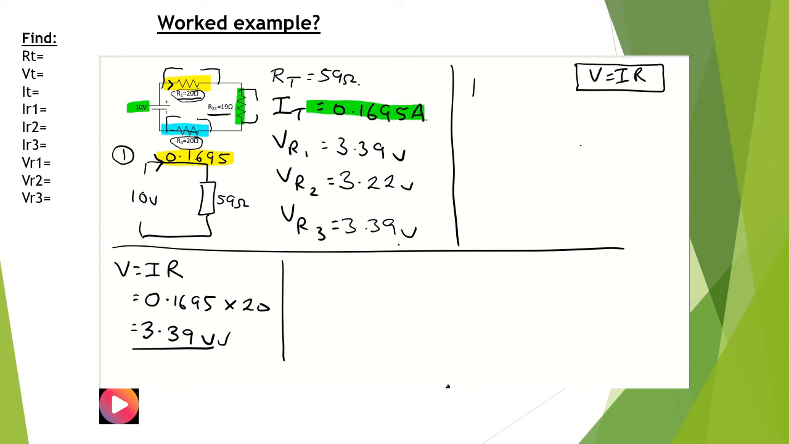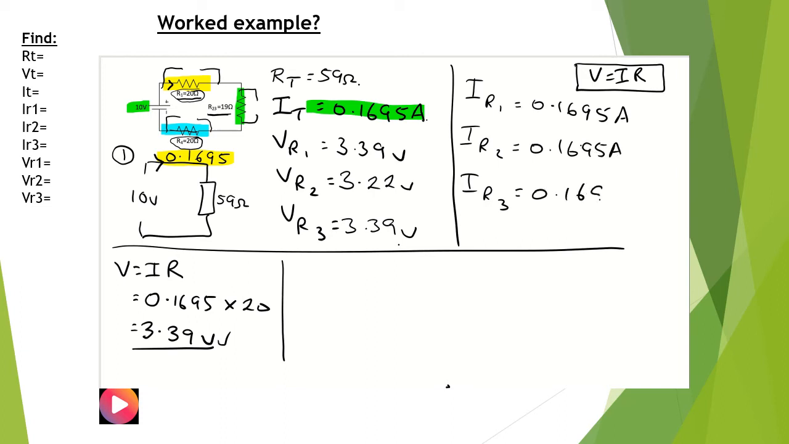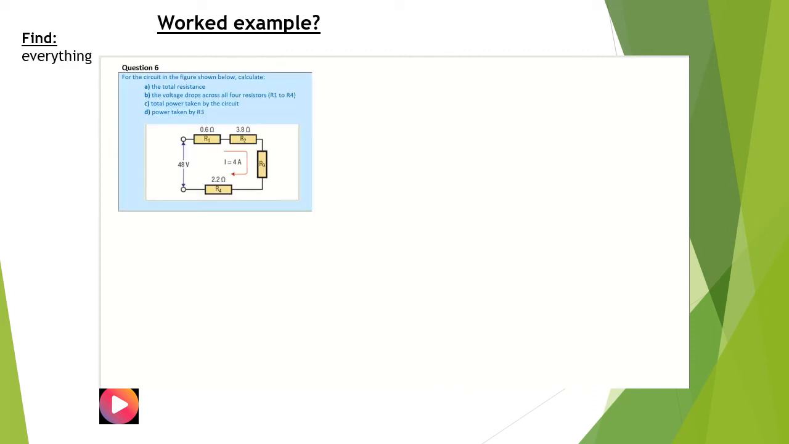So what is the current through IR1 and IR2 and IR3? Well, if you remember, the current in a series circuit is constant, so 0.1695 amps, 0.1695 amps, 0.1695 amps. So that should sort out the complete solving of that circuit.